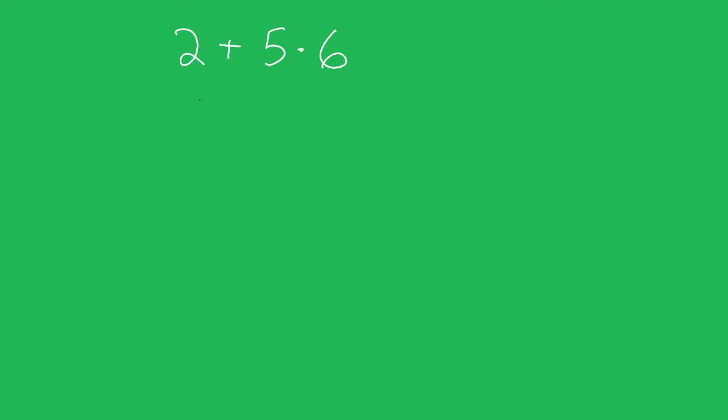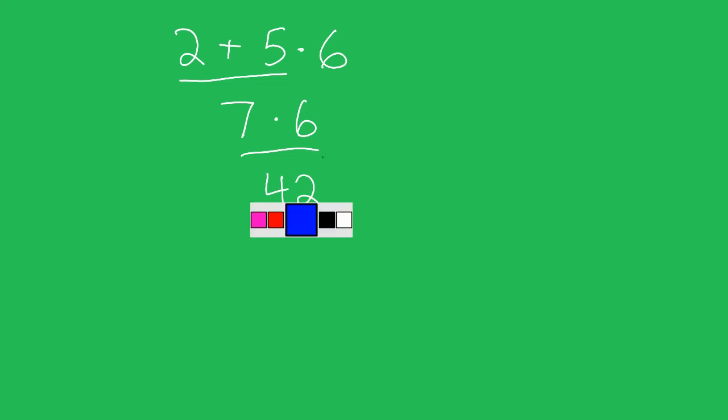Now your first instinct might be to just work your way from the left and do 2 plus 5 to get 7, then multiply that by 6 to get 42. But if you thought that way, you'd be wrong, and the reason is order of operations. So in this video, I'll go over the order of operations and show the correct way to solve this problem and other ones like it.